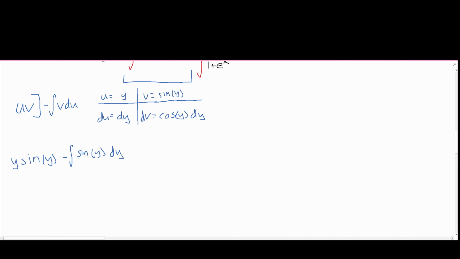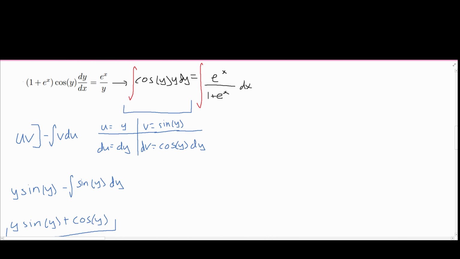Now, from here, we are just going to integrate this part. That leaves us with y sine of y plus cosine of y. The integral of sine of y is negative cosine of y, and since there's a negative on the outside, the negatives combine, which yields a positive. So we are going to keep that. This is our cosine of y times y dy. That is that completely integrated.